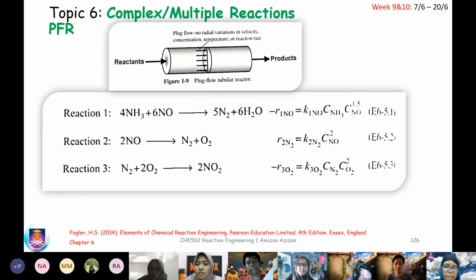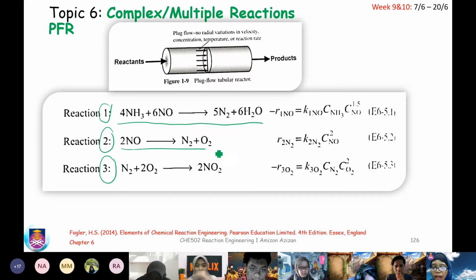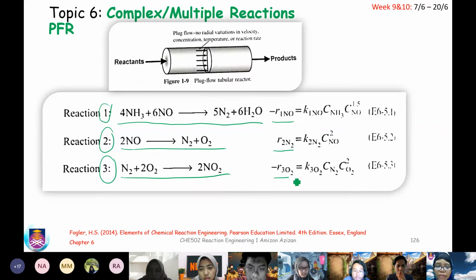Okay, we're gonna put a lot of focus here because it's quite intensive, yeah? In writing the multiple reactions for PFR. The example that we're gonna use here is only 3 reaction equations. Reaction number 1, number 2, number 3. Then you have the equation of the reaction itself, 1, 2, 3 respectively. Then on the right hand side, we have the rate of reactions, yeah?